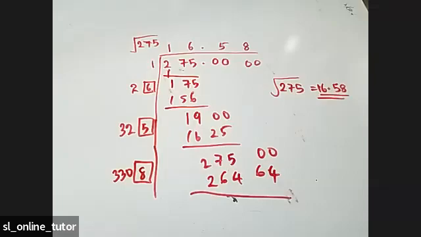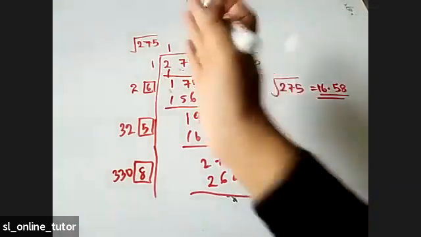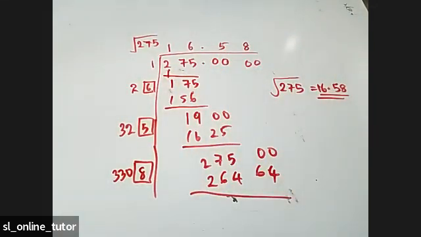Teacher, is it a must to leave a space between 2 and 75? It's better if you leave it. The reason is, if not, you get confused about where to write the 6. That's why we separate the 2 and take double numbers, a couple of numbers. Okay, teacher.